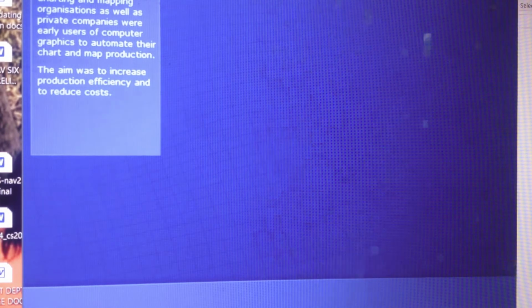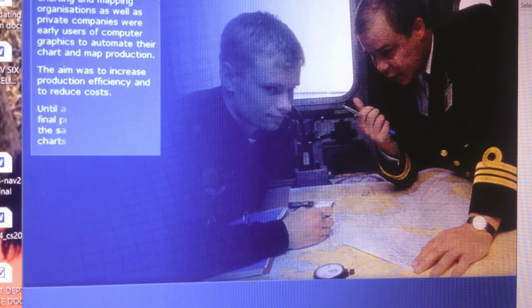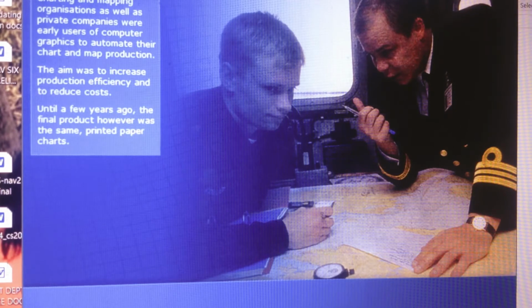Charting and mapping organizations, as well as private companies, were early users of computer graphics to automate their chart and map production. The aim was to increase production efficiency and to reduce costs. Until a few years ago, the final product, however, was the same printed paper charts.